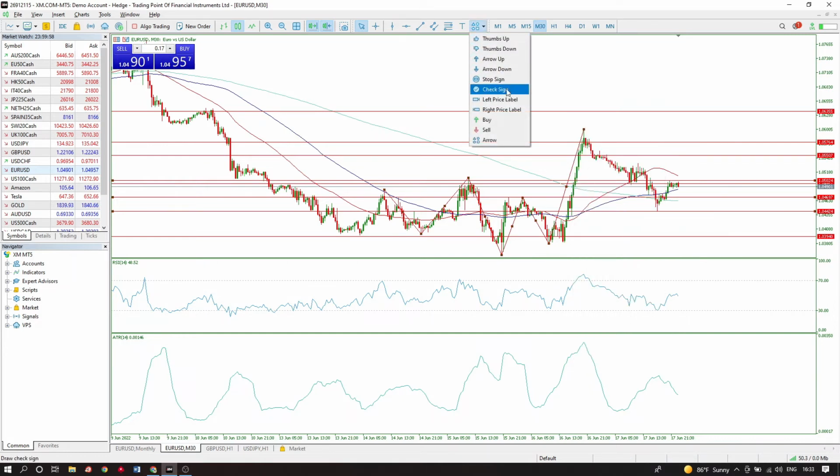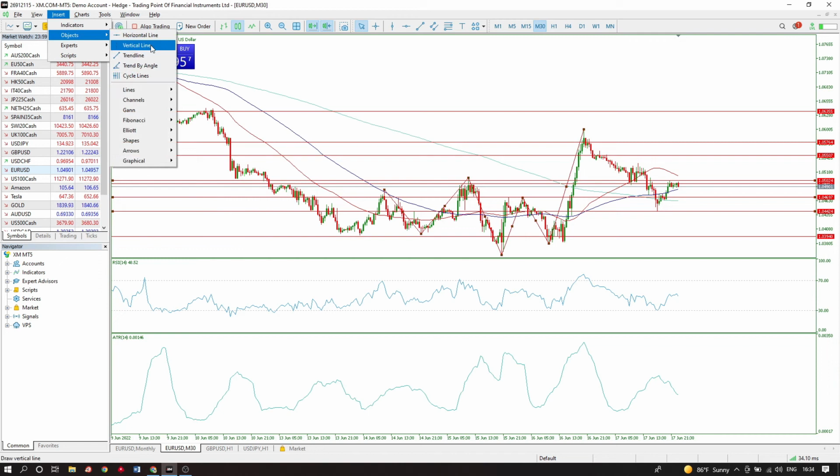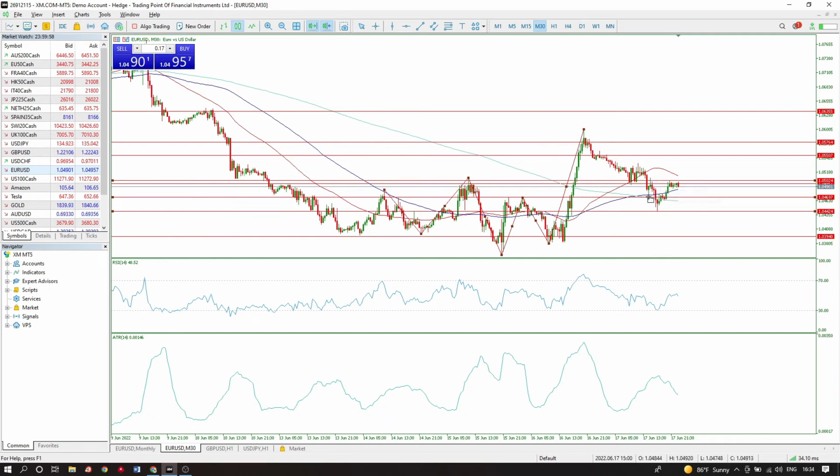Let me get the shape. Where is the shape? So around this level here.